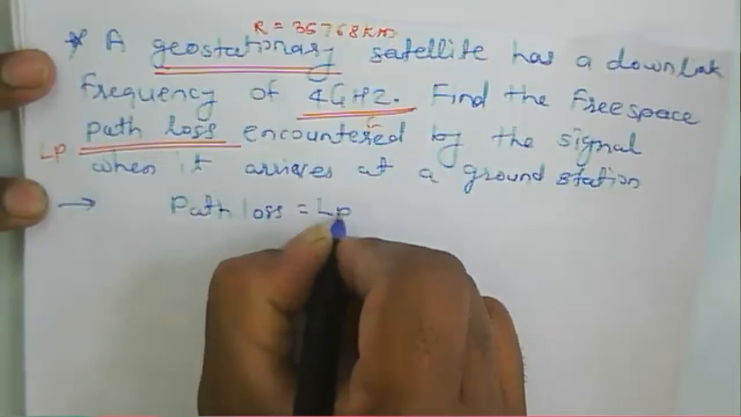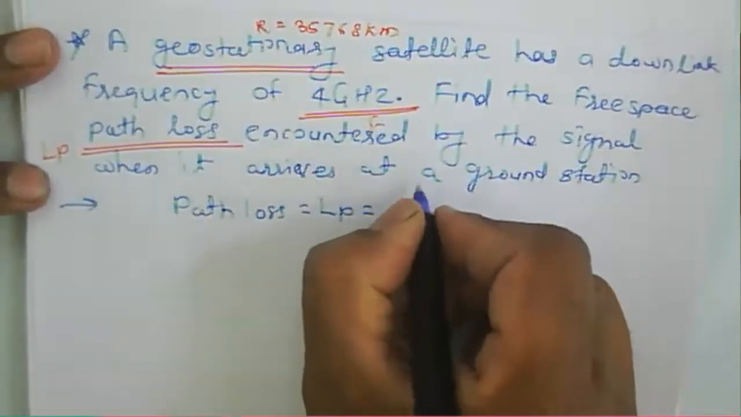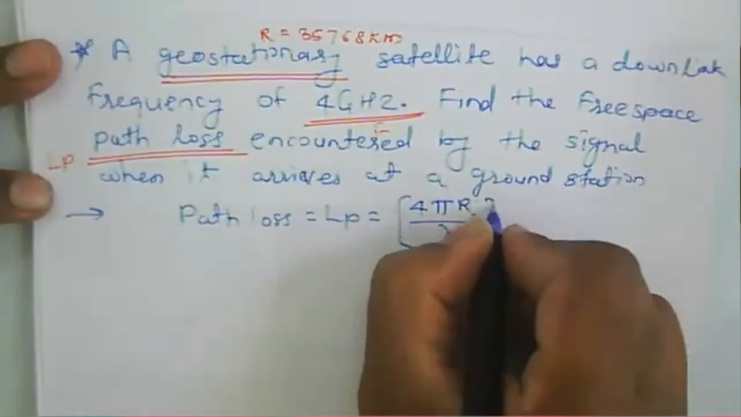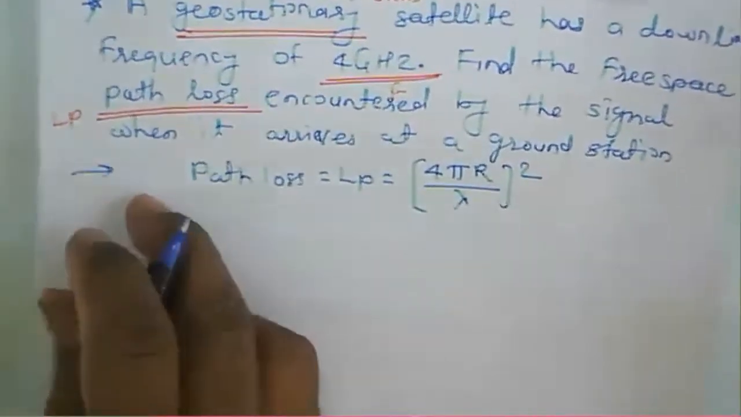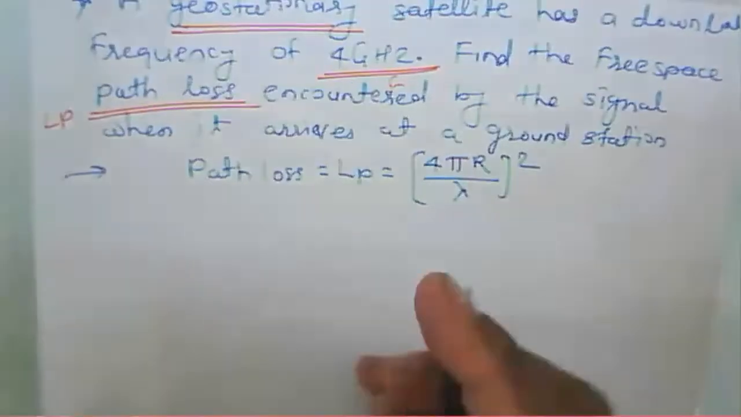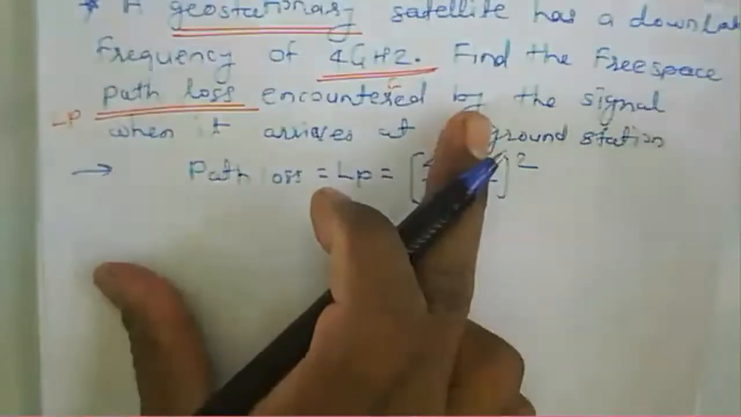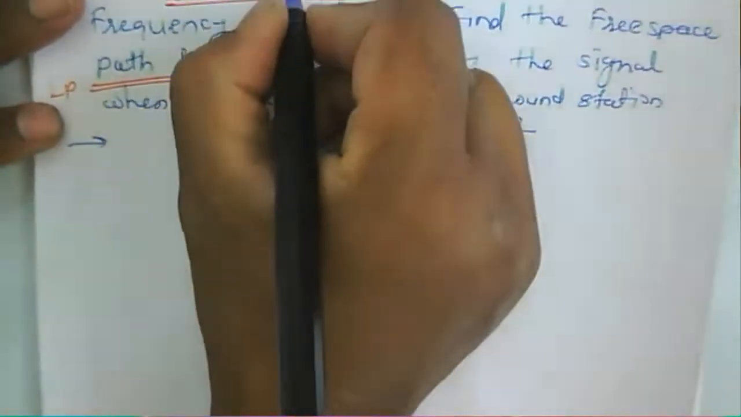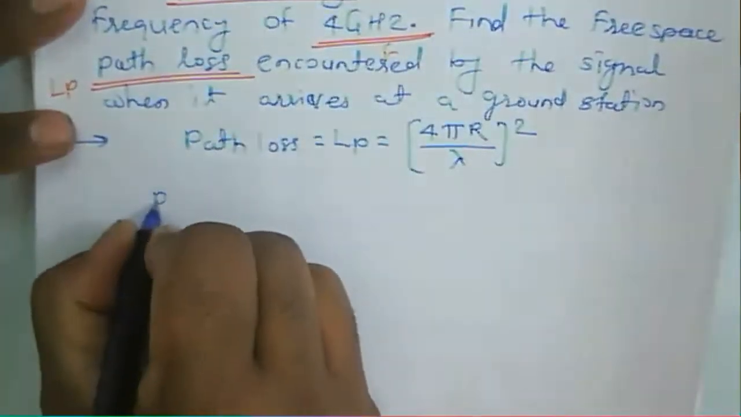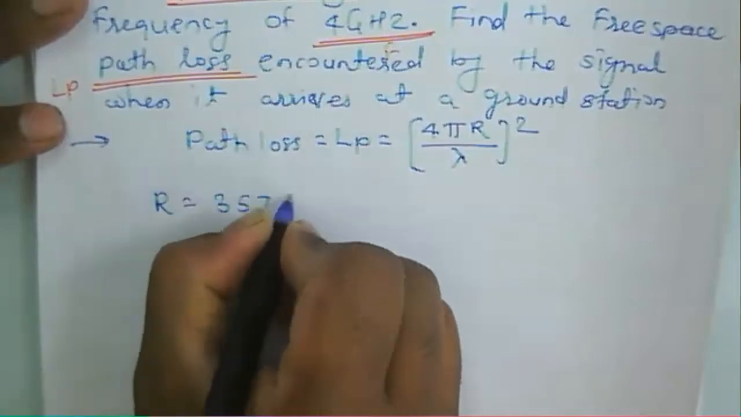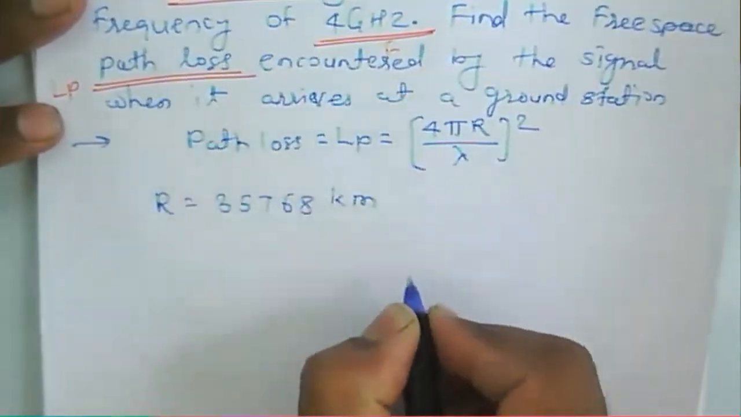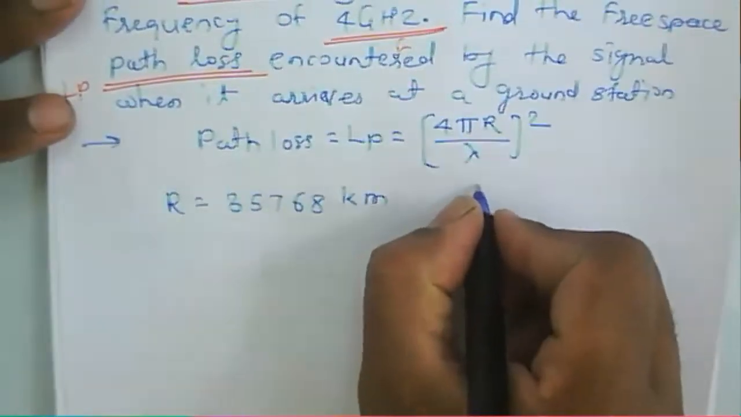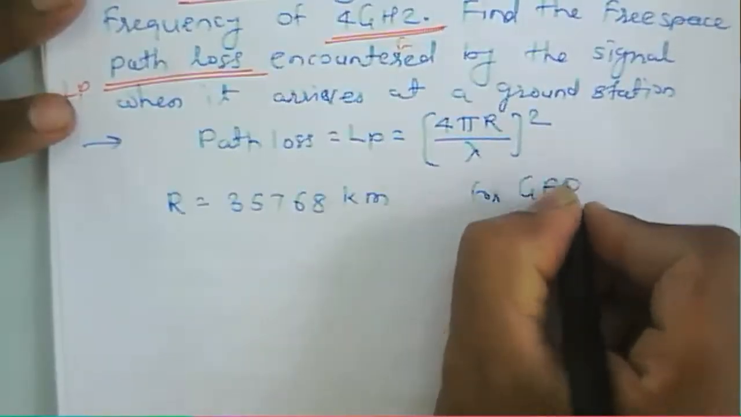Path loss, that will be LP is equal to what? 4 pi R by lambda, bracket square. That will be the path loss. So now I can put that R value and lambda value, and you'll get the path loss directly. Because for a geostationary satellite, R is equal to 35768 kilometer, that we have considered now. Assume that R is equal to 35768 kilometer for a geo orbit.